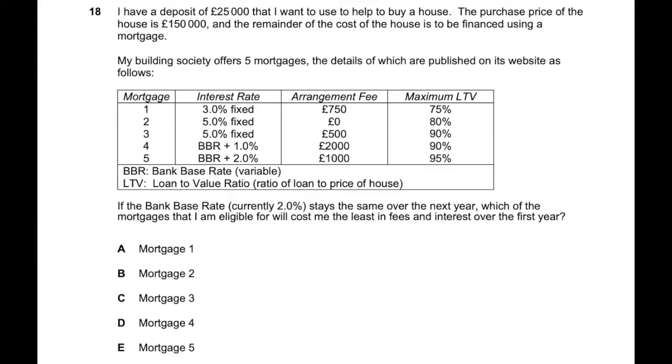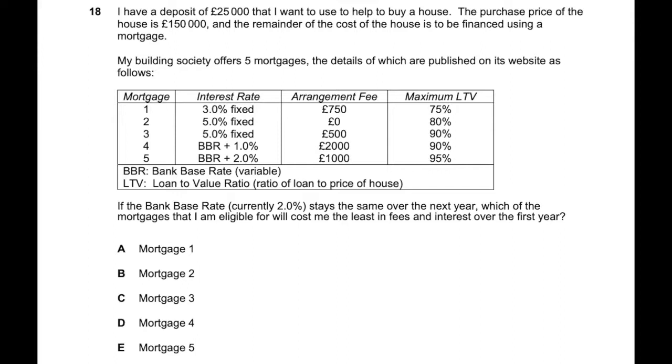The correct answer is D, because of the following. The first step to solving this problem is to work out which of the mortgages we are eligible for given a £25,000 deposit. The house costs a total of £150,000, therefore in addition to the £25,000 deposit we must borrow £150,000 minus £25,000 equals £125,000.